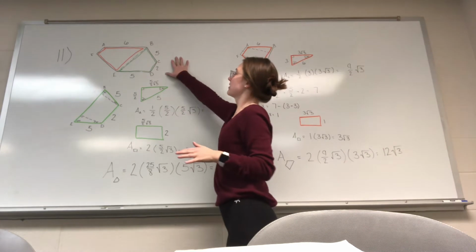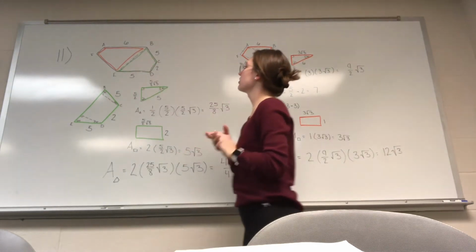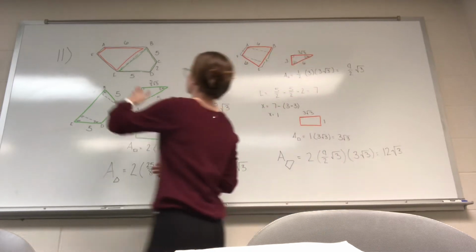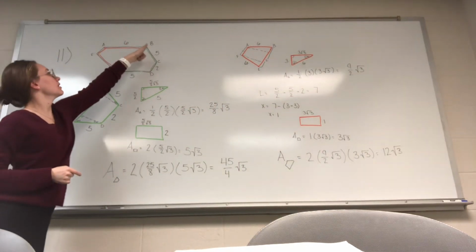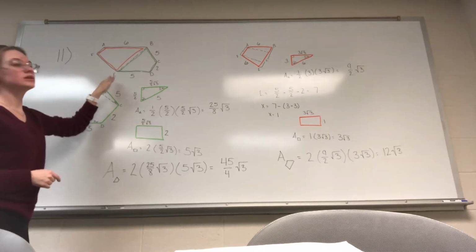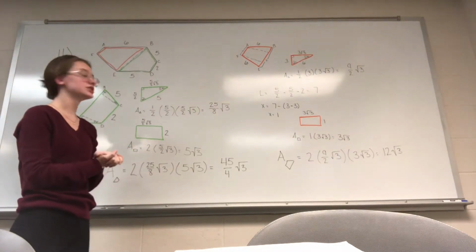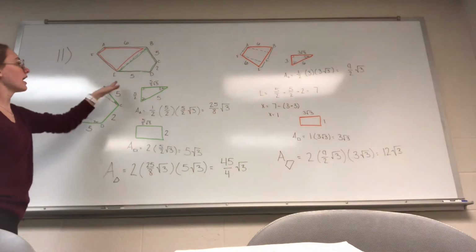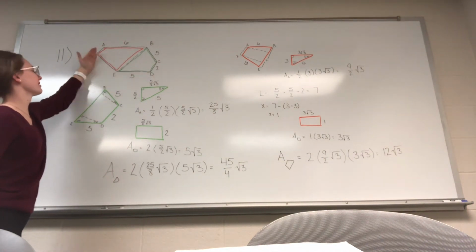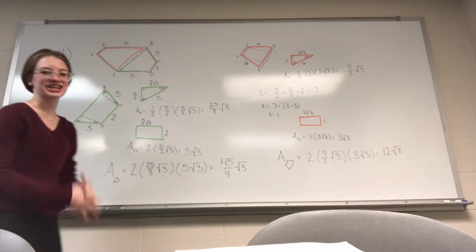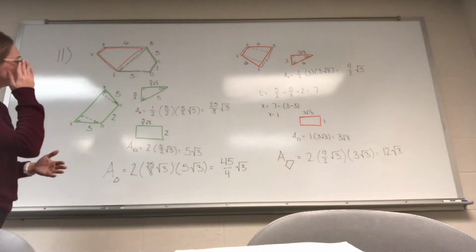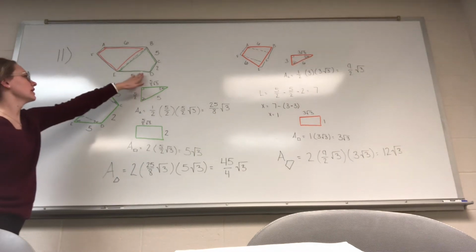So I drew my hexagon up here and then labeled all the sides. And then what you're going to do is draw a diagonal, a line going from the corner of B to E, so you split your hexagon in two. Then you're going to find the area of this side and the area of this side, and add them together to get the area of the whole hexagon. So that's what I did here.